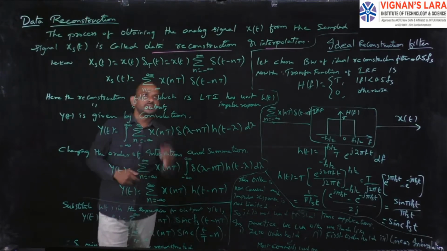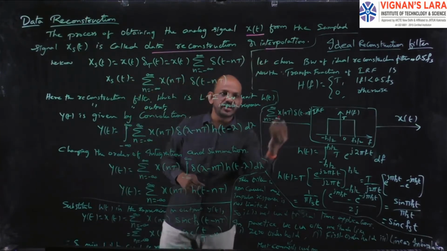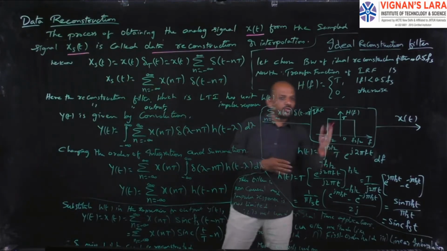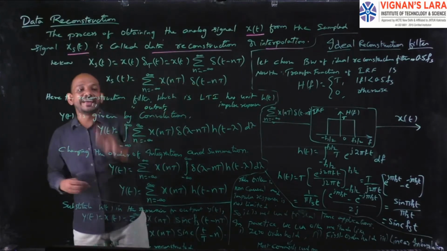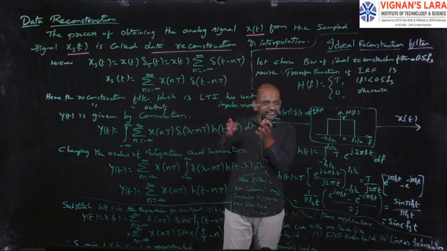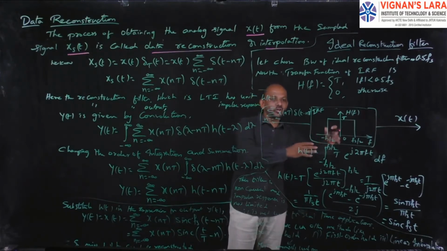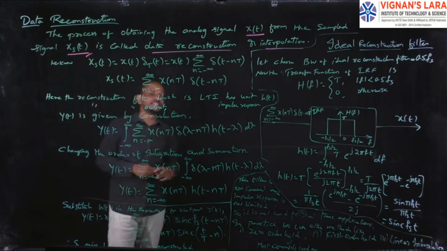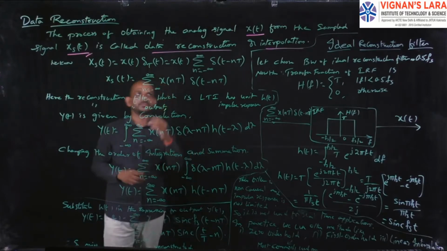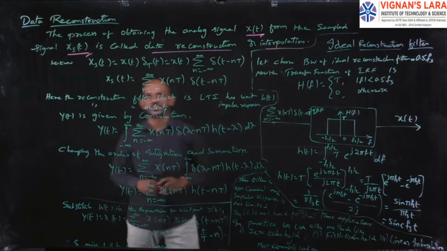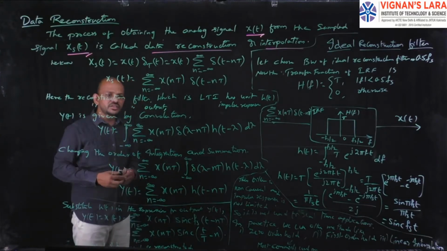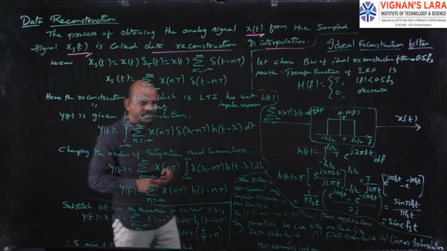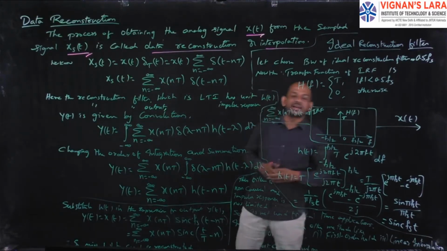Both are the same. Here the original signal I am representing with x of t, and the sampled version, that is, the output after sampling, is represented with xs of t. If the input signal x of t is sampled, the sampled output is taken as xs of t. We know that the sampled signal xs of t is given by multiplying the input signal with an impulse train.